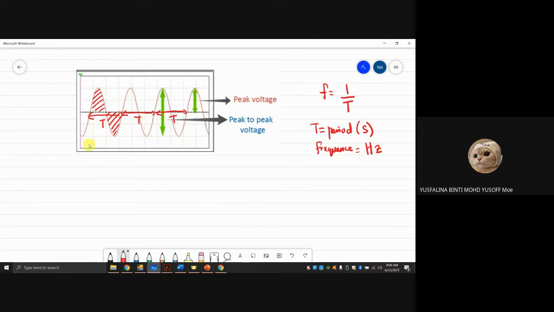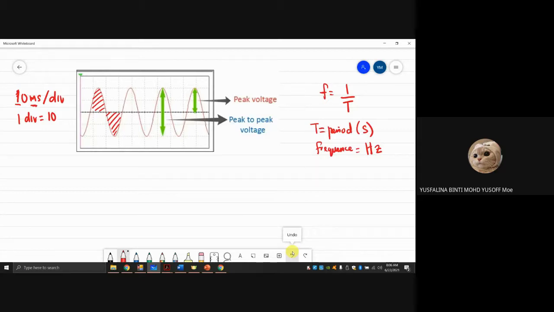So for this one, what is the period here? Let's say the value for the scale here is 10 millisecond per division. What does 10 millisecond per division mean? One division is equal to 10 millisecond.